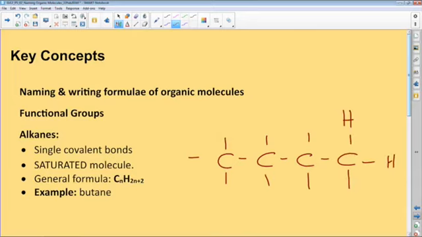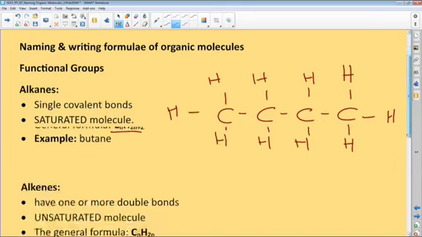And what's important here is that the carbons only have single bonds between them, so that's how I know it's an alkane, because of the single bonds. General formula, CnH2n+2. So for every carbon, we multiply the number of carbons by 2 and we add another 2, that tells me how many hydrogens I have, okay?